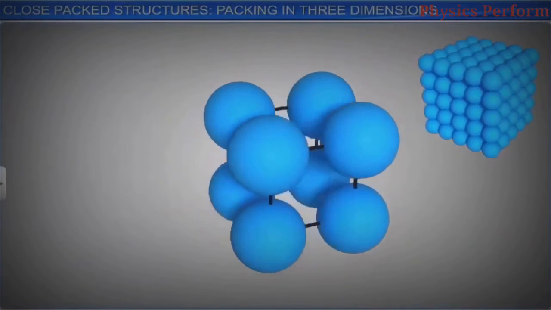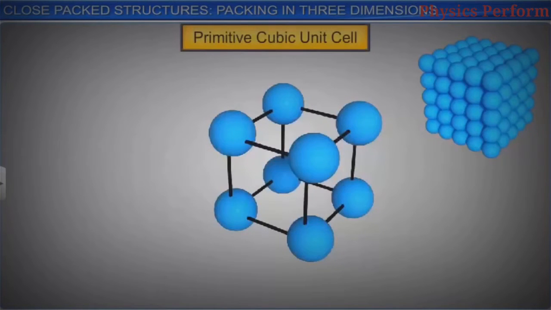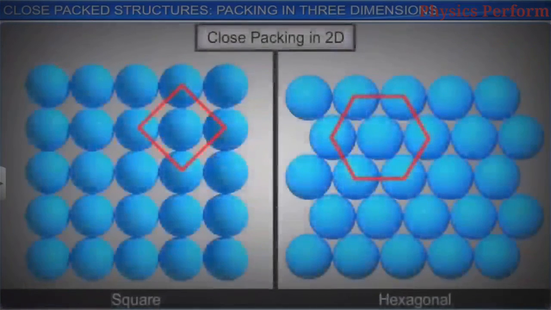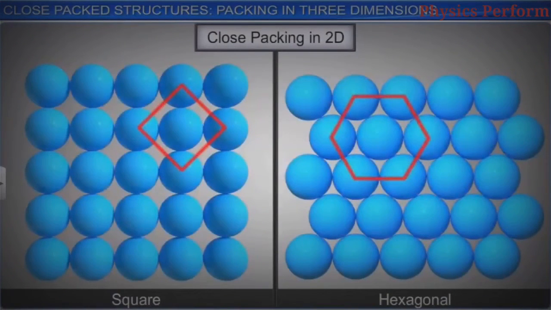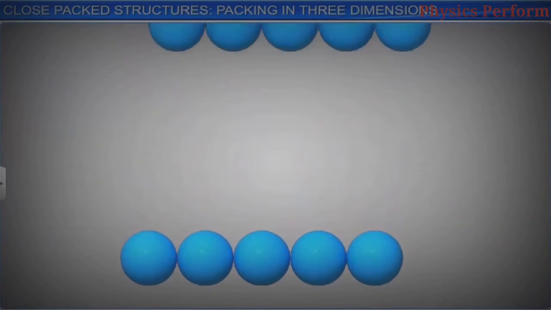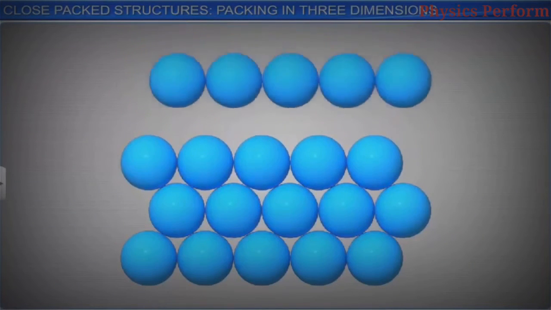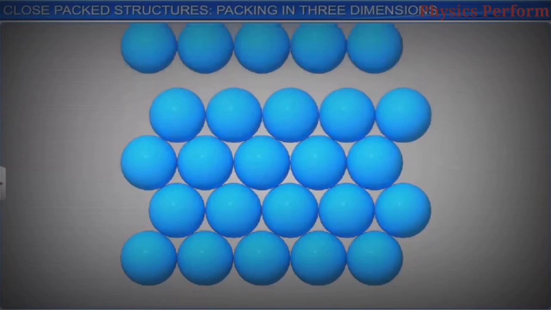If you look carefully, you will find that this arrangement has resulted in the formation of a simple cubic lattice. The unit cell of this lattice is a primitive cubic unit cell. Another way to build a three-dimensional close packing is from a two-dimensional hexagonal close packing. As you can see, the depressions of the first layer are the ideal seats for the next layer of spheres.